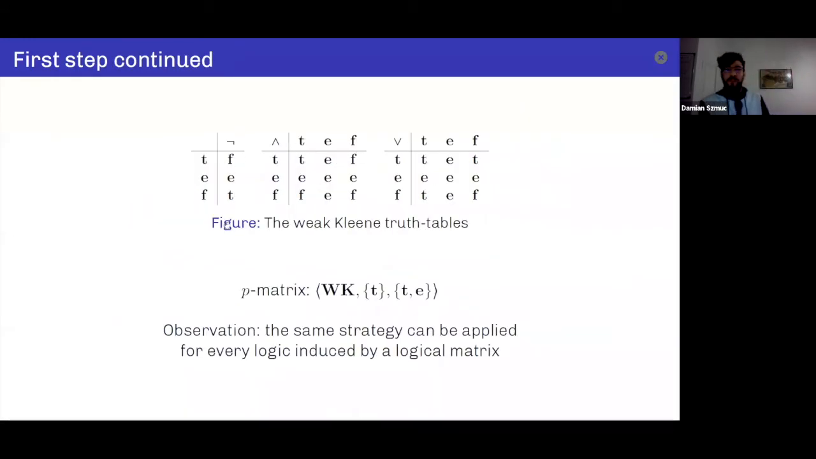So we end up with the weak Kleene truth tables. So we have the classical logic for true and false, just the usual Boolean thing. And then we have an infectious element and we throw it in here. It's a fixed point for all operations. And we end up with a P matrix. We have an algebra, a set of designated elements for premises, a set of designated elements for conclusions. And we end up with a P matrix for classical logic. This means that it is a proper P structure, so to say. It's not a regular logical matrix for classical logic. It has the same set of valid inferences as classical logic.